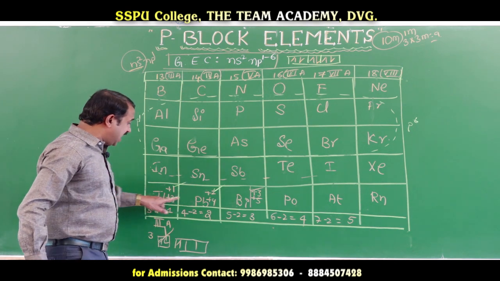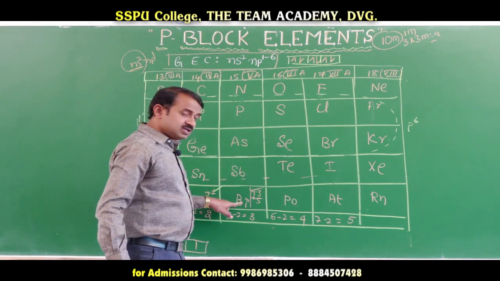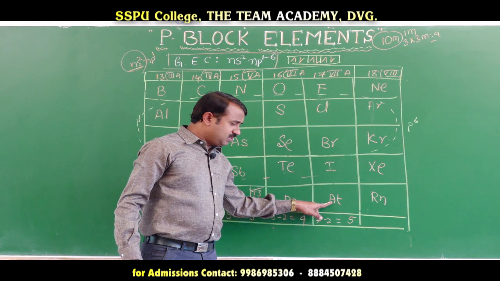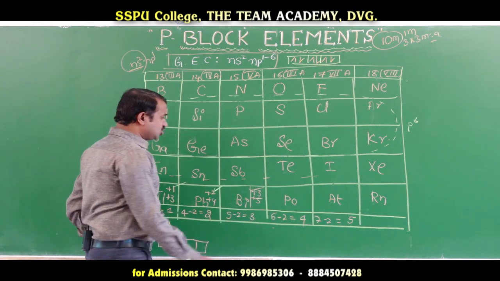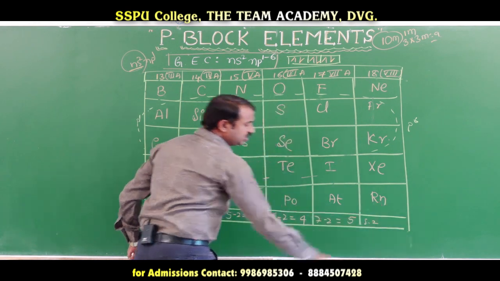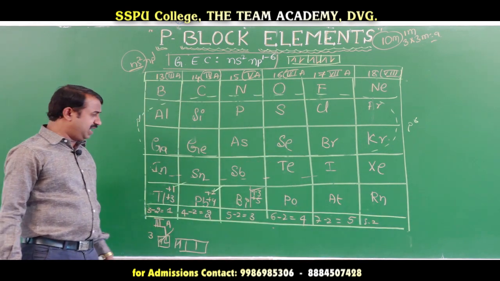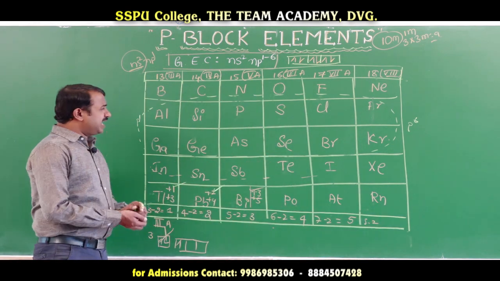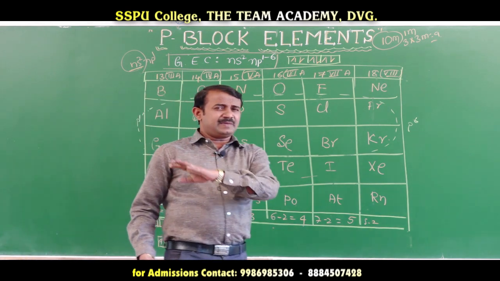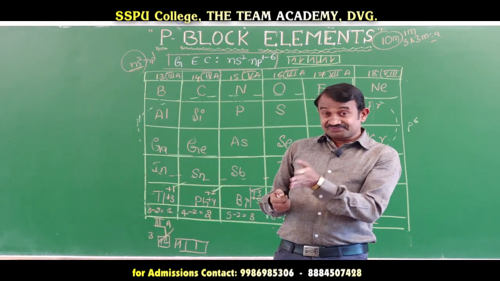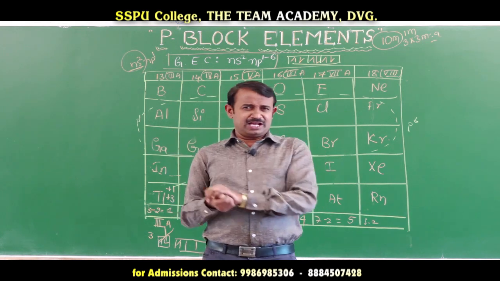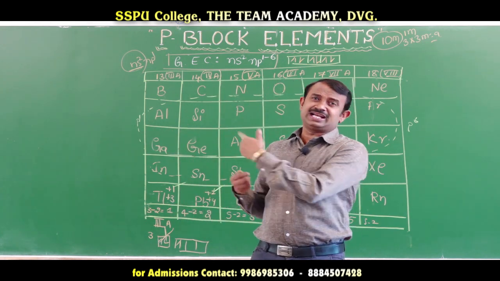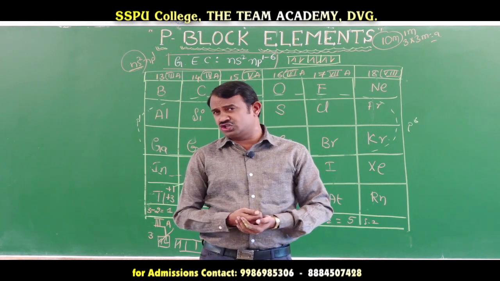The lower elements, thallium, lead, bismuth, polonium, astatine and radon, also have 8 minus 2. These all show the inert pair effect. This is important. Next we will go to the p block elements compared to the d block and s block elements. The s block has ionic compounds, alkali metals, and the d block has transition metals.